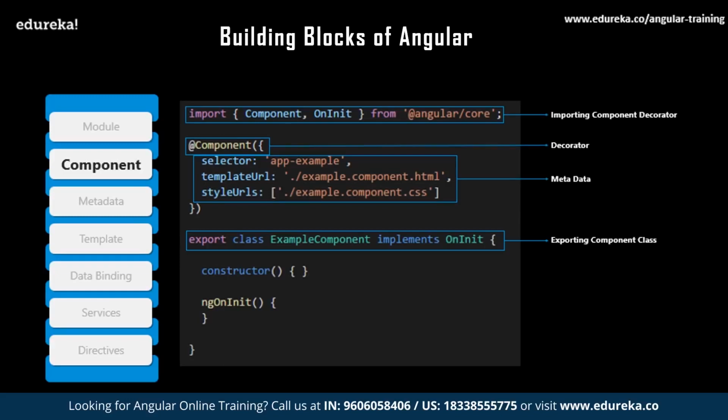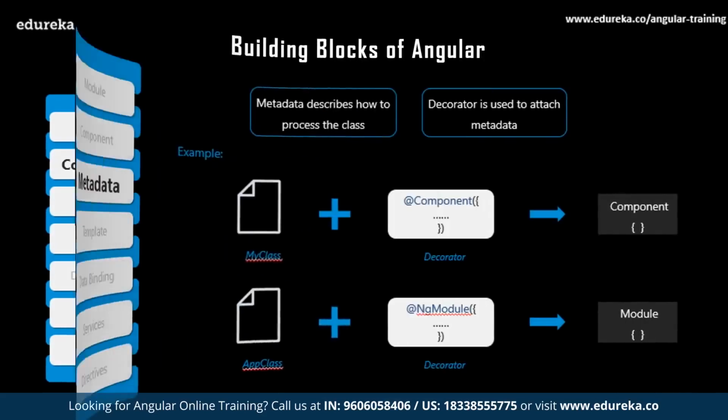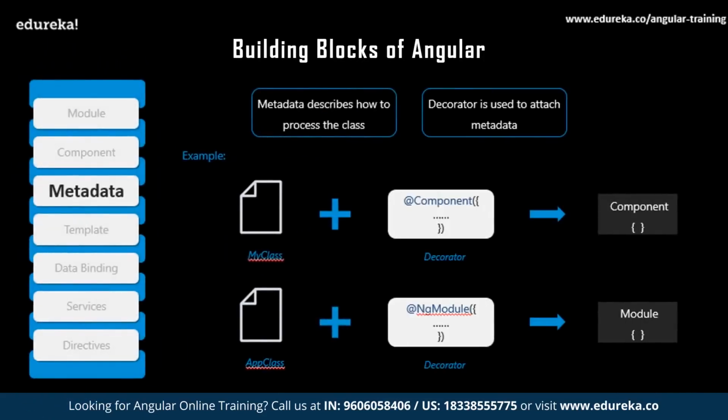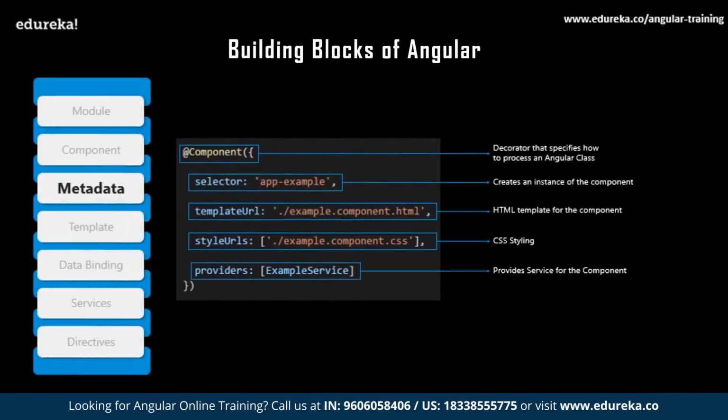ng-do-check. ng-do-check will allow you to detect and act upon changes that Angular can't or won't detect on its own. This function is called during every change detection run. There are many more lifecycle hooks that you can check out for yourself in the official documentation. Okay, so now moving on towards the next building block, which is metadata. The metadata of a component informs Angular of all the building blocks required to create and present the component along with its view. To be specific, it links templates with the components either directly with inline code or by reference. The component along with the template describes a view.